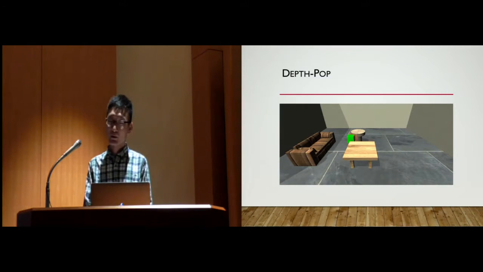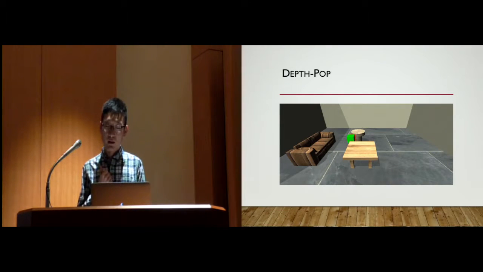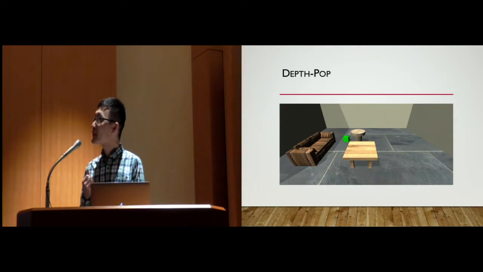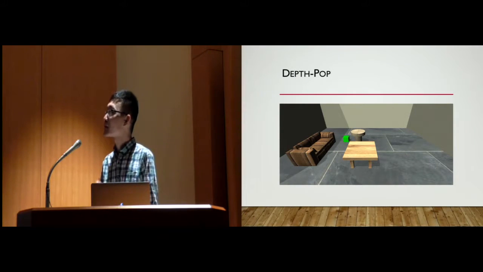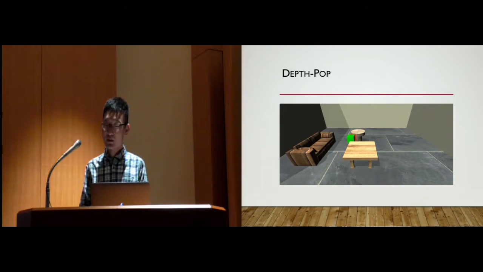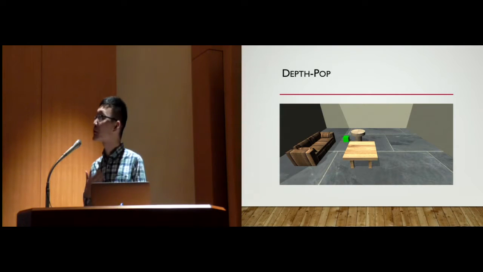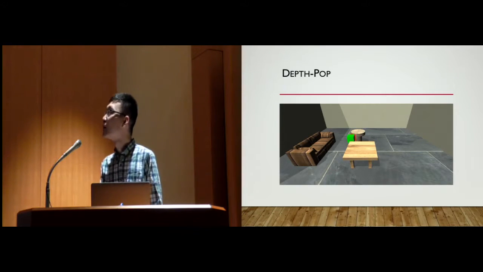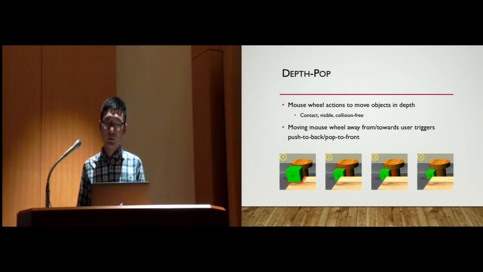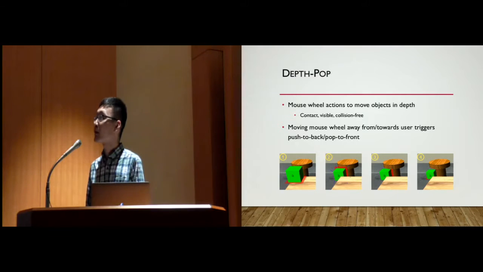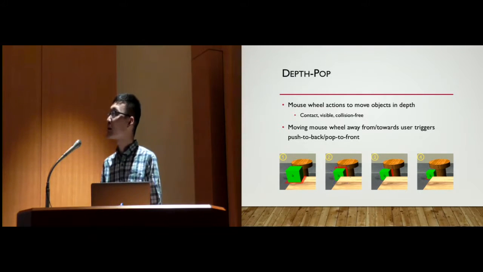So this is a video that shows StepStop, which is our new technique. As you can see, there are three possible positions to place the object in depth. All those three object positions have the same cursor position. The user just has to move the mouse wheel away from or towards himself to perform the push to back or pop to front. So with StepStop, we map the mouse wheel action to move the object in depth where the object is in contact, visible, and collision-free.